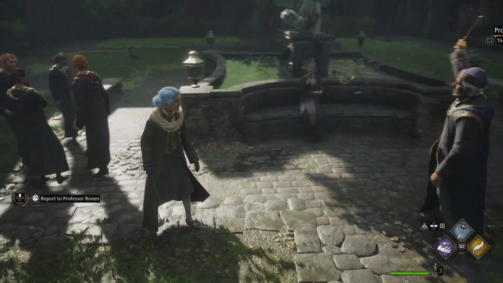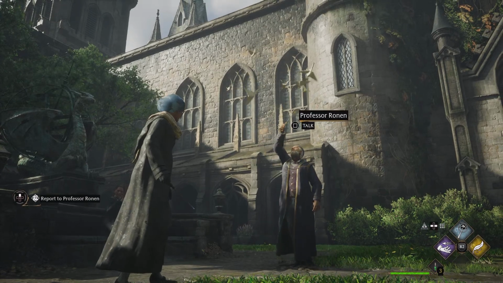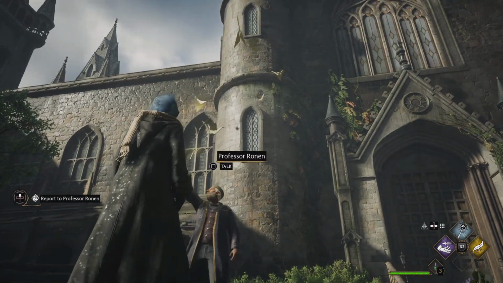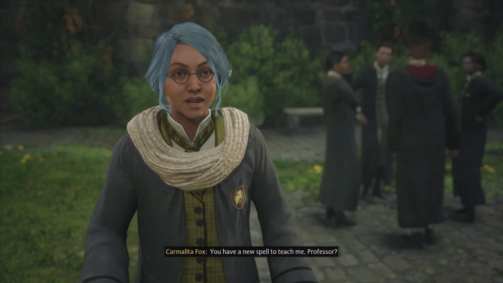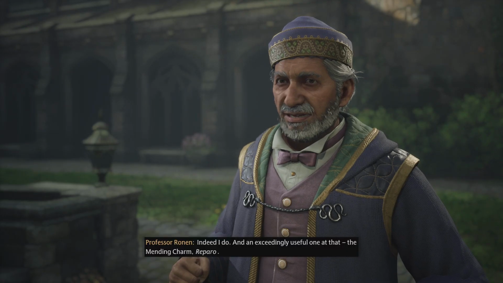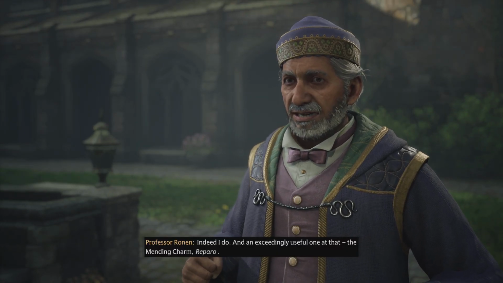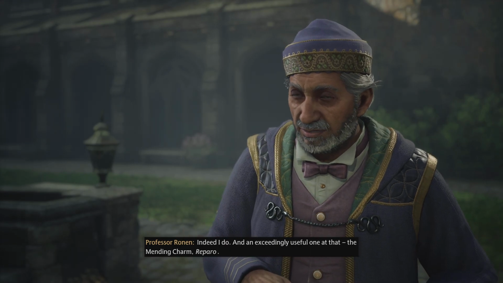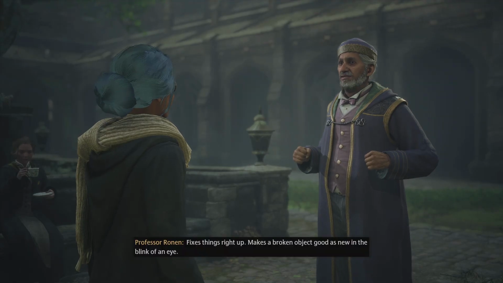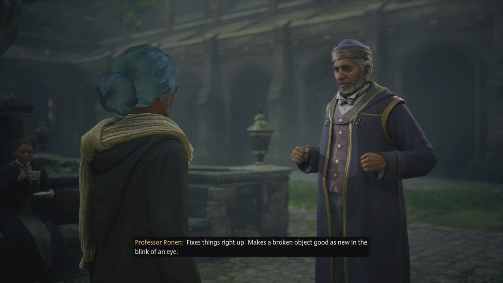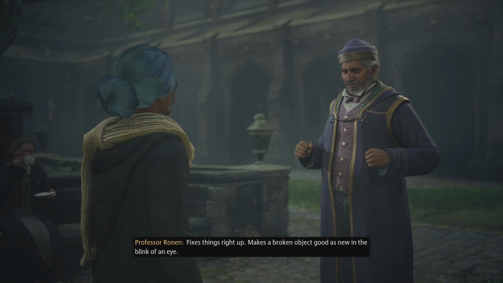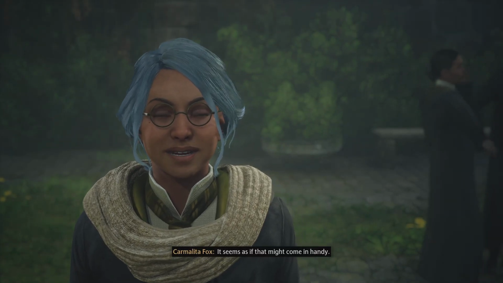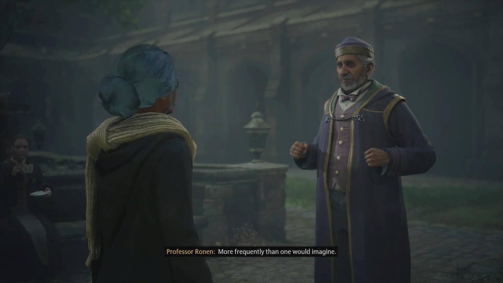Ah, there you are. Those are papers, man. I thought those were butterflies. You have a new spell to teach me, Professor? Indeed I do. An exceedingly useful one at that. The mending charm, Reparo. Fixes things right up, makes a broken object good as new in the blink of an eye. It seems as if that might come in handy. More frequently than one would imagine.